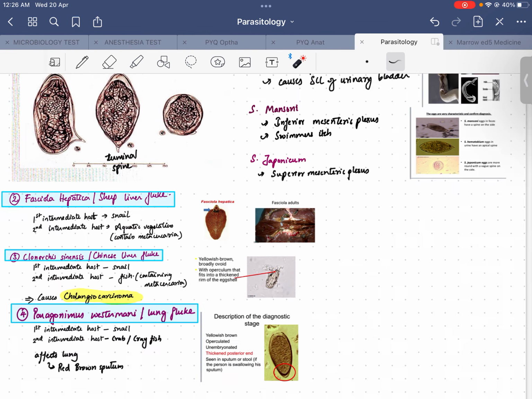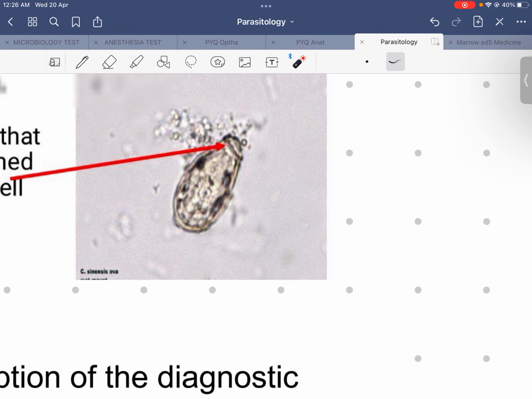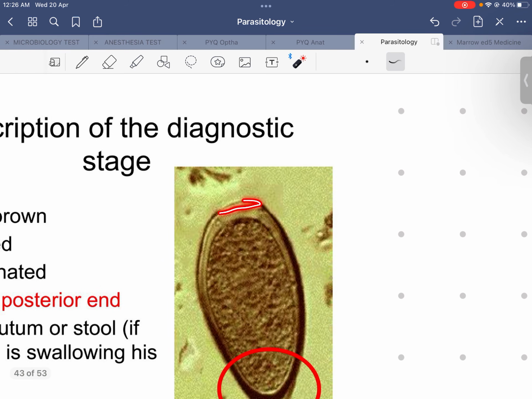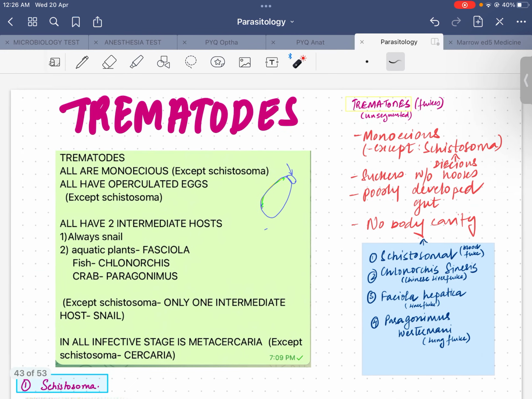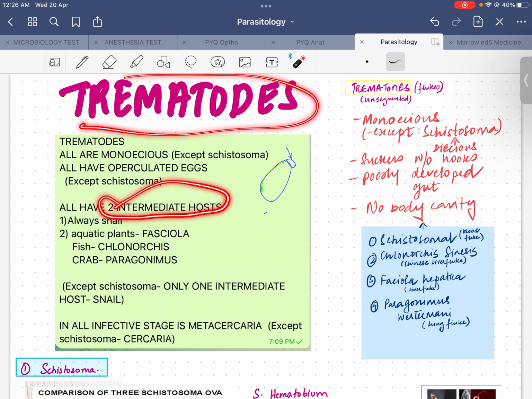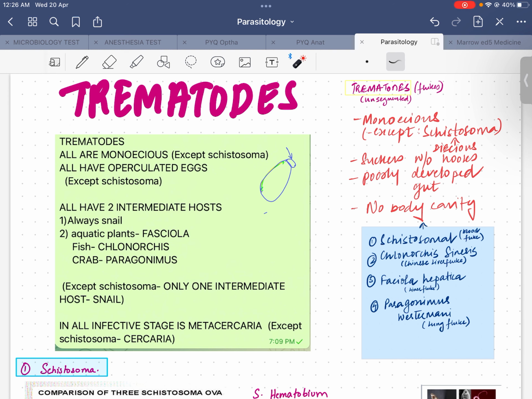I'll show you here. Look at this egg. You can see this lid-like structure. That is the operculum. Here you can see this lid-like structure. That is the operculum. So all the eggs of the trematodes are operculated except schistosoma. All trematodes have two intermediate hosts. The first intermediate host is always snail.